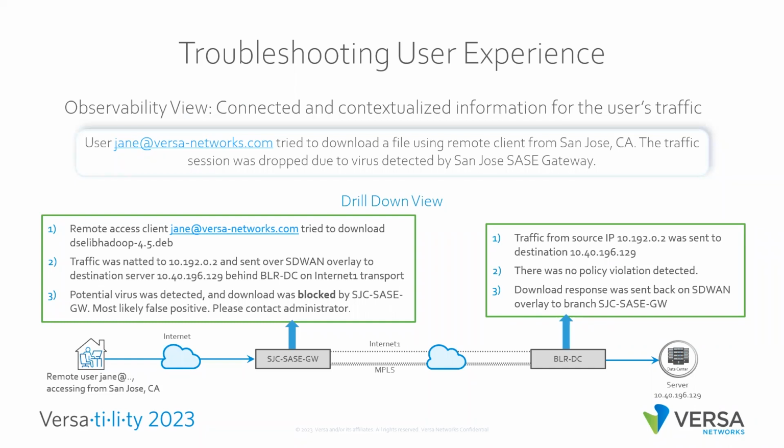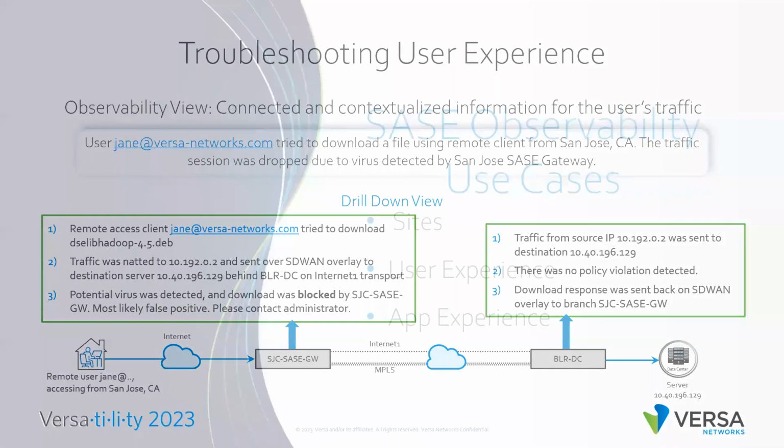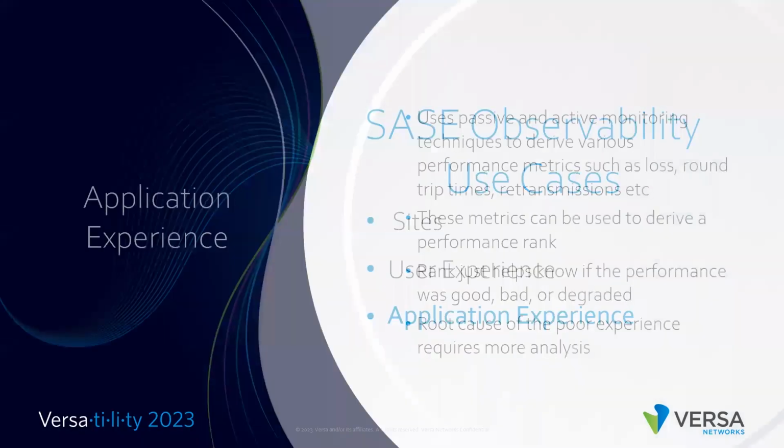Now, it is very easy to figure out what happened, but on further analysis of the event, the user figures out that it is not a real virus, it's a false positive, and she can contact the administrator to allow downloading the file, or if it is in fact malicious, the administrator can delete the file from the target server. So by connecting all this information, we can easily know what action to take and why something happened and what action to be taken. Now let's take the next example of application experience.